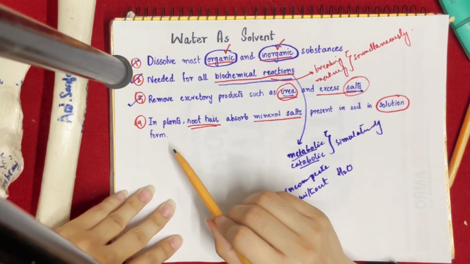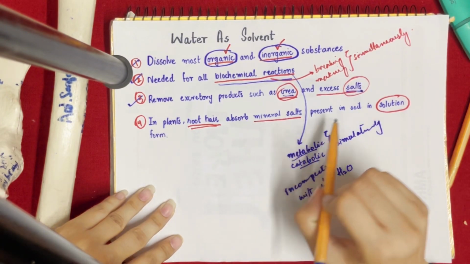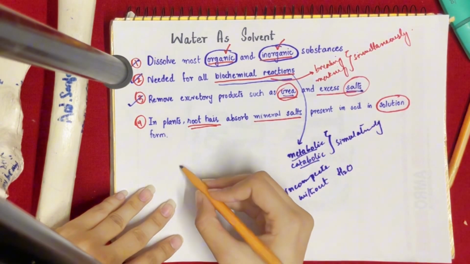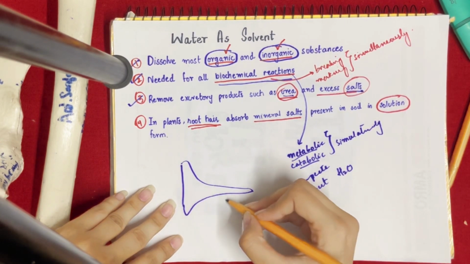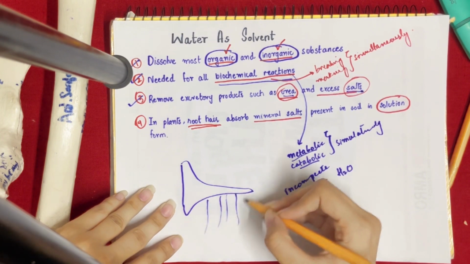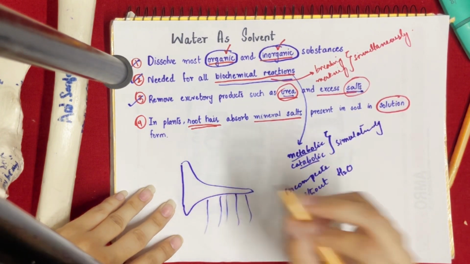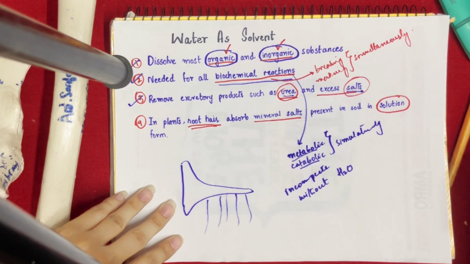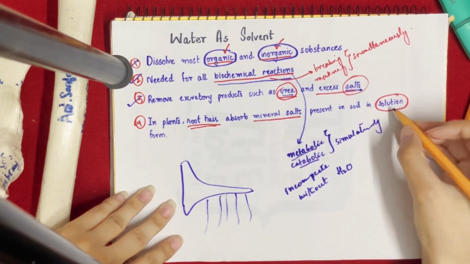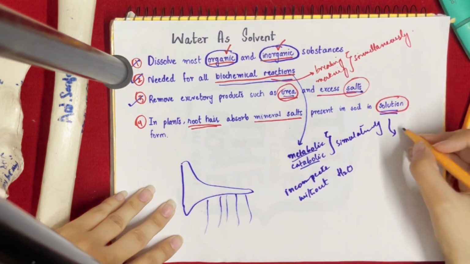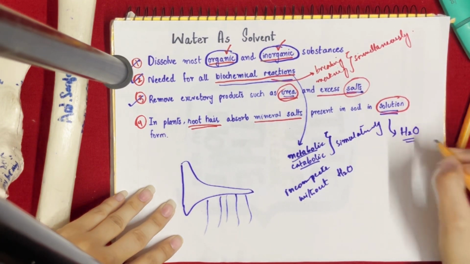The fourth pointer says that in plants, root hairs absorb mineral salts present in the soil in solution. This is the structure of a root hair cell. They have these structures that can absorb the minerals from the root and supply the food and the water molecules up to the plant. So the plant root hair absorbs the mineral salt present in the soil in solution form. By solution form, I mean it is absorbed in the water molecule form.